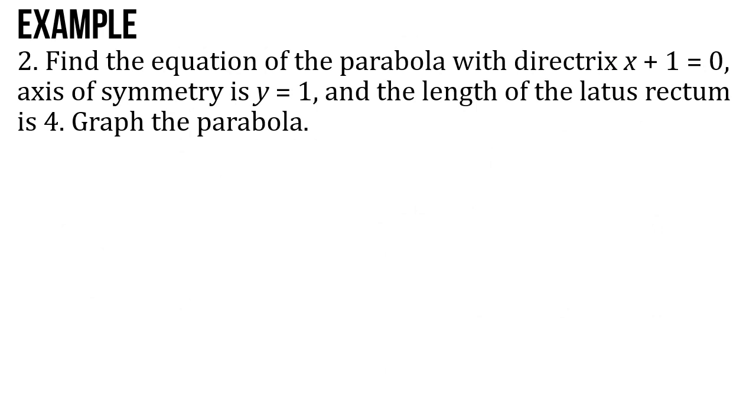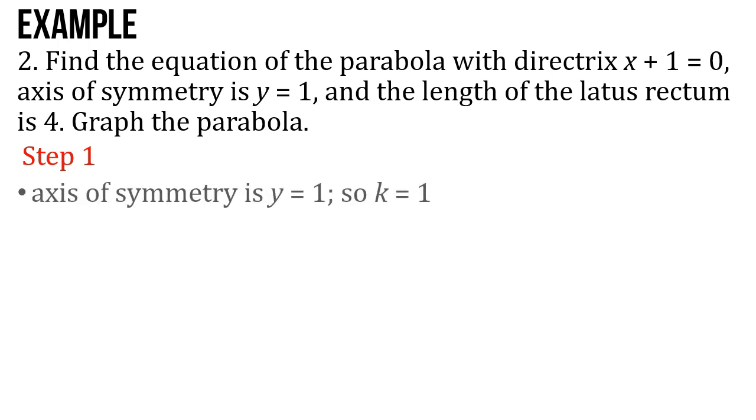Example 2. Find the equation of the parabola with directrix x plus 1 equals 0, axis of symmetry is y equals 1, and the length of the latus rectum is 4. Then graph the parabola. So we need to follow steps again. We may have different steps in different cases, okay? In problem solving, the important thing is that you are following steps so that you are doing your solution systematically.